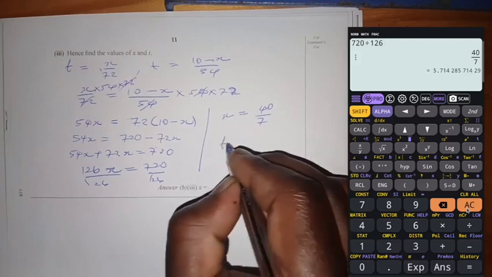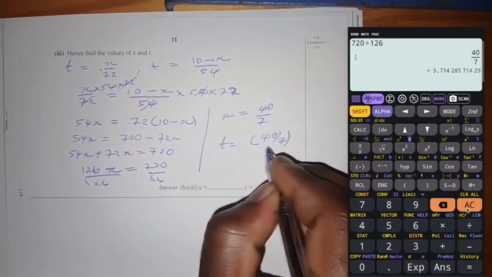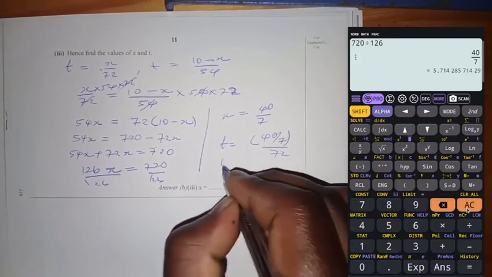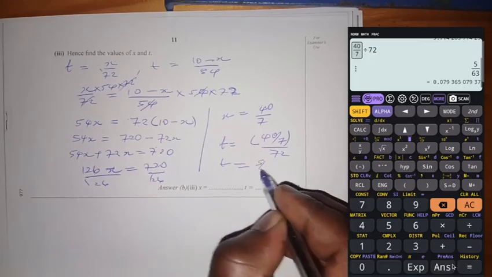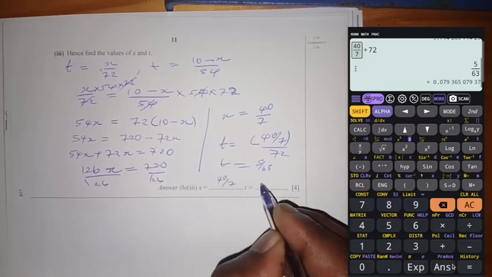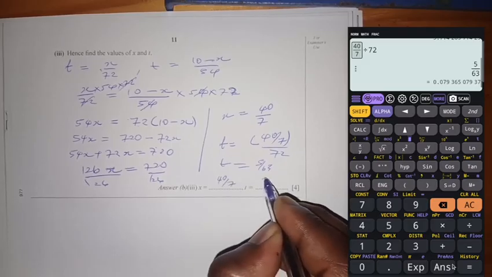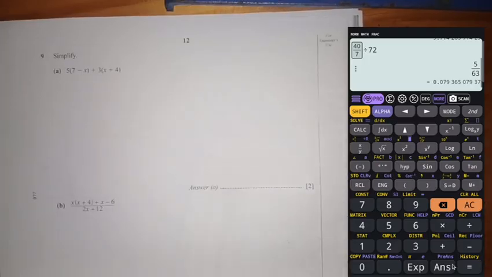Then t is equal to 40 over 7 divided by 72. This is giving me 5 over 63. So x is 40 over 7 and t is 5 over 63. Let's move into the next question.